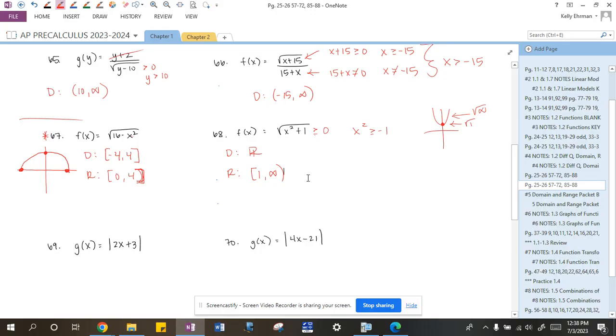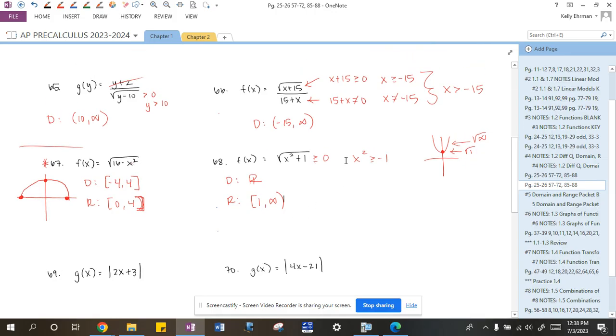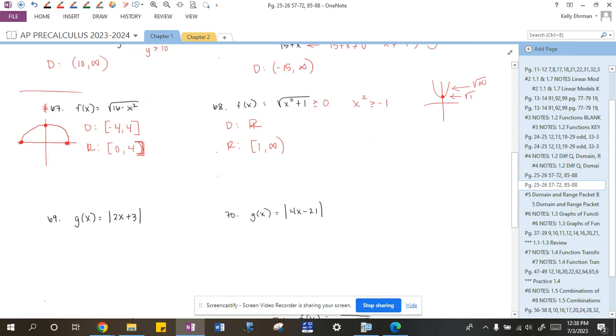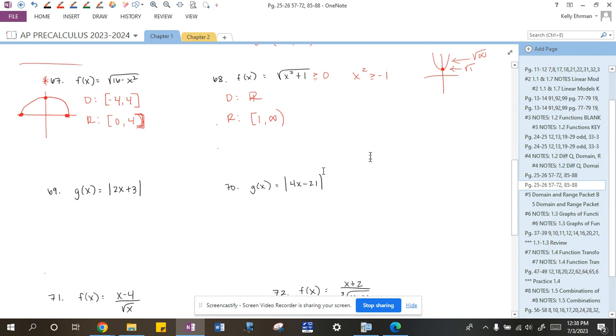Now, you can use a graphing utility to confirm with these if you're checking on your own. Or if you're doing more problems than what I've assigned on the page, you could also use the graphing utility or Desmos to double check.